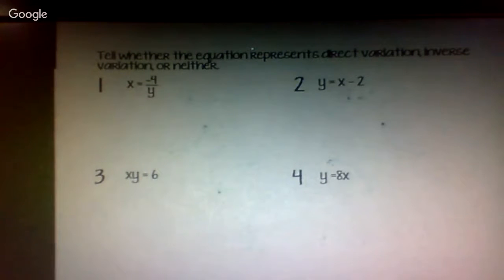Okay, you're going to need to be able to look at an equation and tell me, is that direct variation, inverse variation, or neither? Okay, so as long as you are dividing by one of your variables, it is automatically inverse. Okay, remember you cannot have a b value.